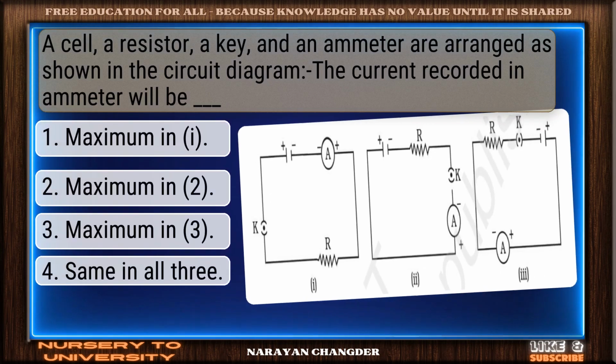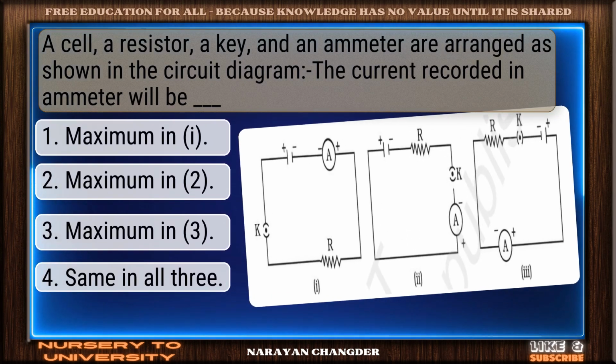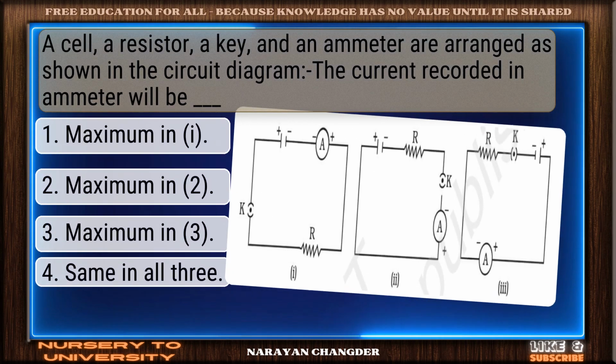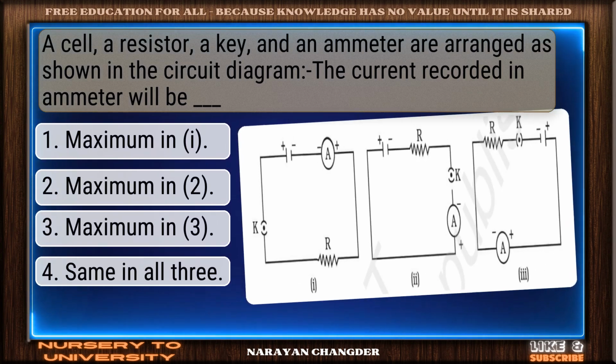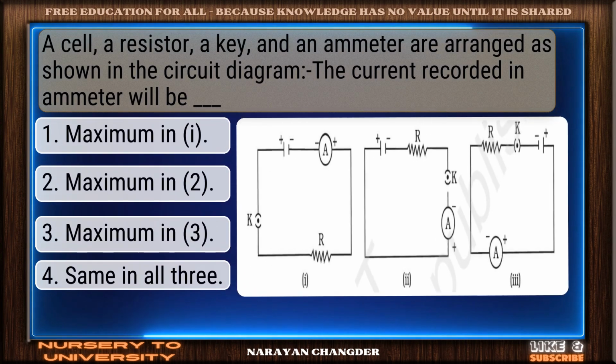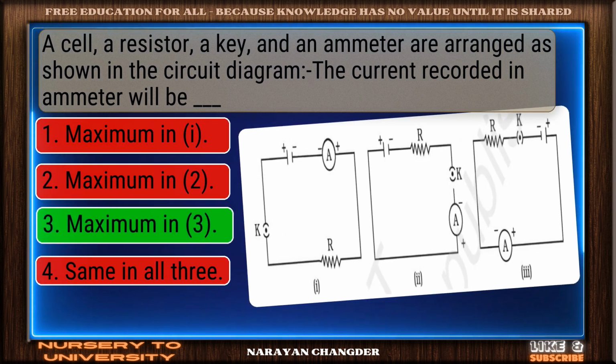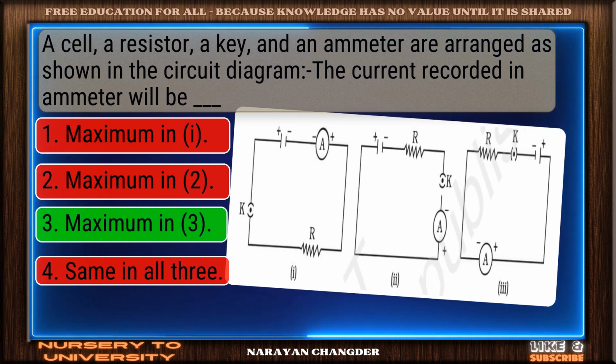A cell, a resistor, a key, and an ammeter are arranged as shown in the circuit diagram. The current recorded in ammeter will be dash. On track. Maximum is correct.